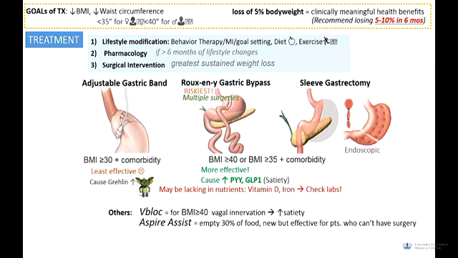She mentioned some others that were not as effective, including the V block. This is for BMI greater than 40. It really works by vagal innervation to increase the satiety. And then she also talked about the Aspire Assist, which is essentially emptying about 30% of your food with every meal, and it's effective for patients who can't have surgery.